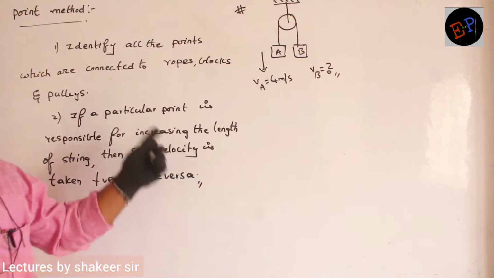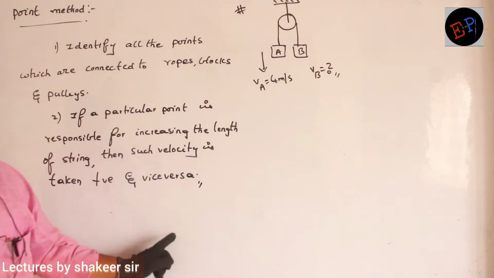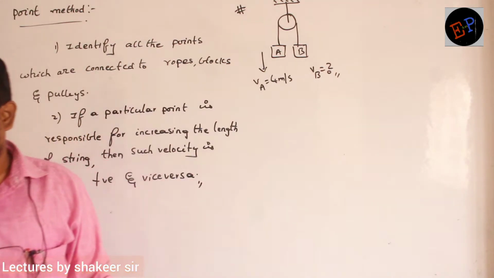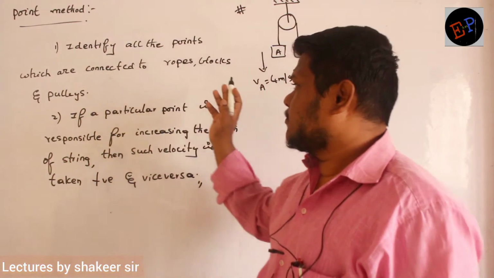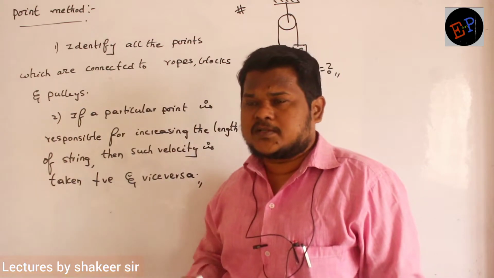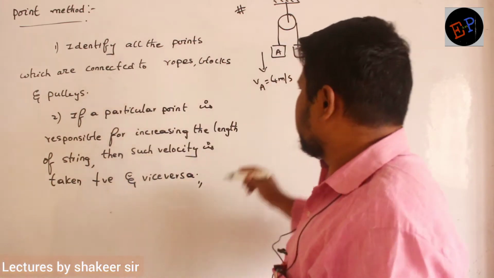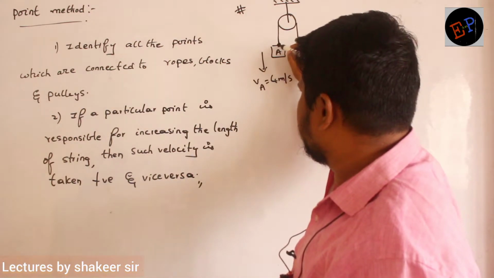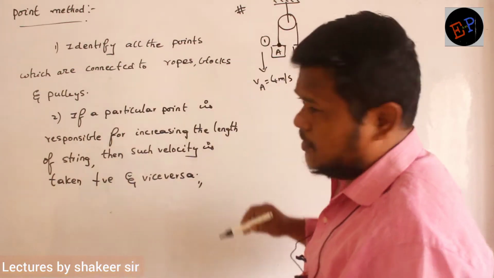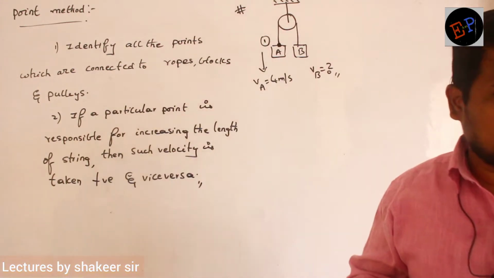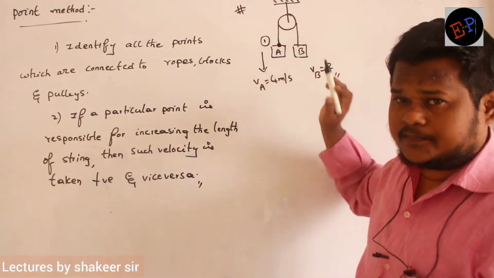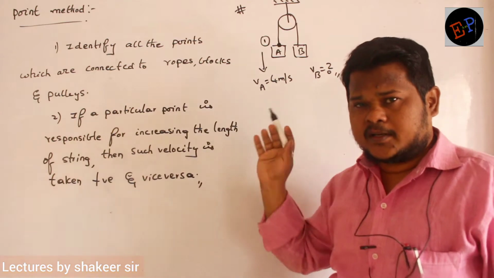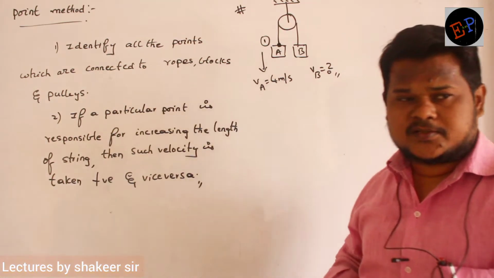But this one I want to prove by which method? I want to prove by point method. Are you able to understand? See. So what is the first step here we have written? Identify all the points which are connected to ropes, blocks and pulleys. So let us take, this is my first point number 1. Why am I taking that to be my first point? Because this is the point which is connected to the rope and the block. So that is why it is taken as point number 1.